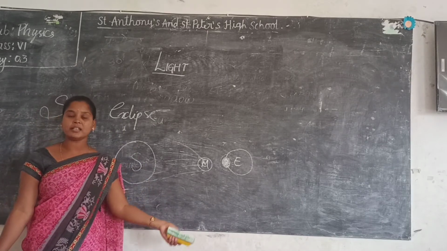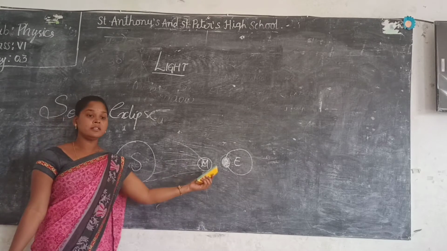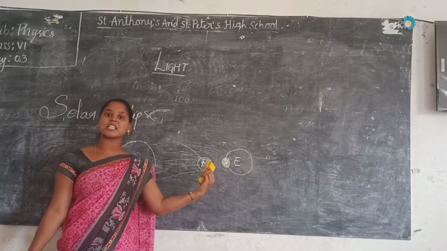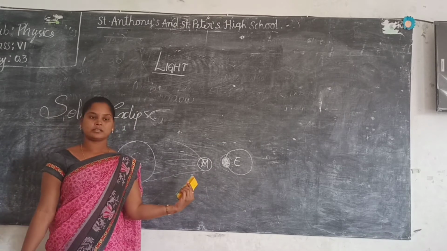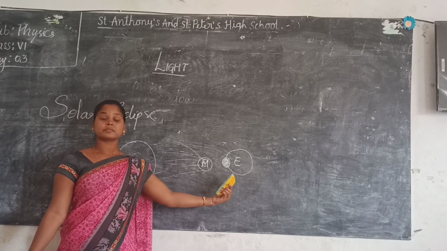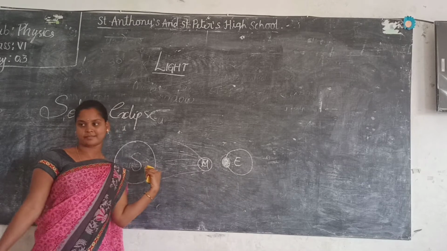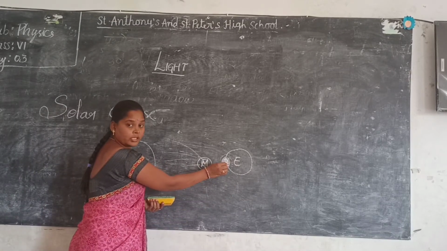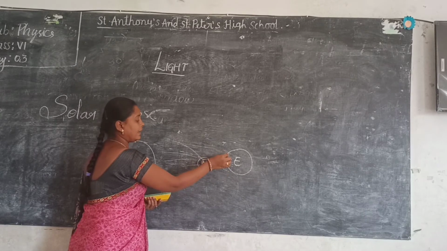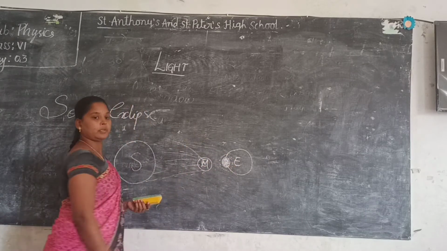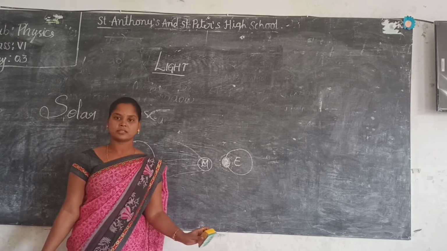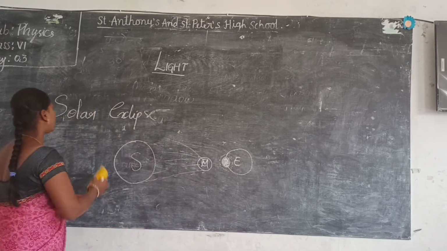In a solar eclipse, we could not see the sun. Why could we not see the sun? Because the moon's shadow is falling on the earth. The moon is blocking sunrays from falling on the Earth, so we cannot see the Sun. Clear? This region is called what? Umbra region. Around it is called the penumbra region. The people who are in the umbra region cannot see the sun at all. Clear?